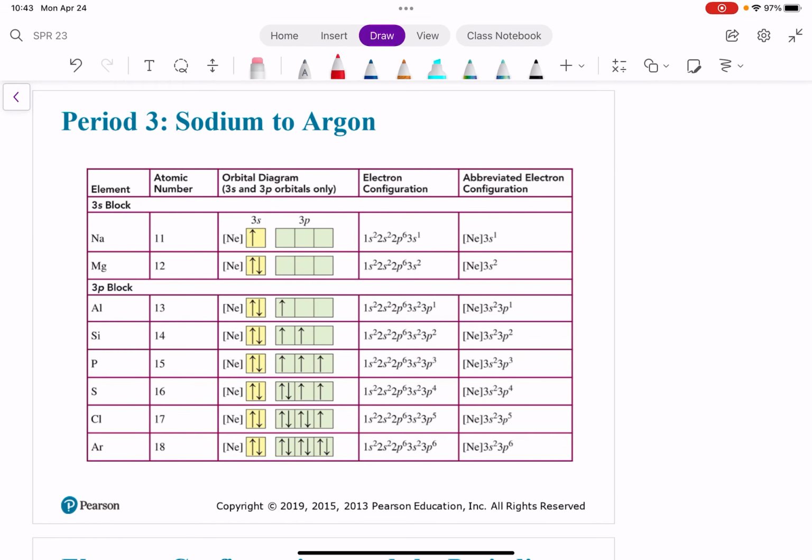Let's look at period 3. So period 3 gets a little bit more complicated. So looking at these electron configurations, look at argon there. Quite a lot going on there. And so that's when these noble gas configurations or abbreviated configurations can actually be really useful. But you need to know how to do the full version and the abbreviated version. So full, and then you can just call this noble gas, okay?